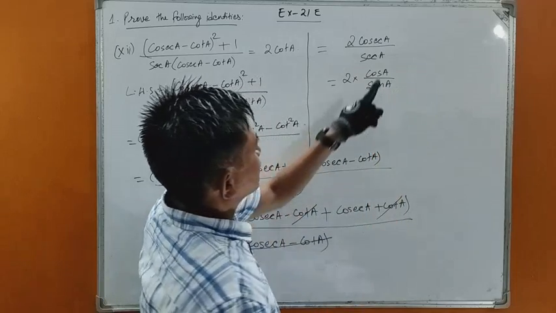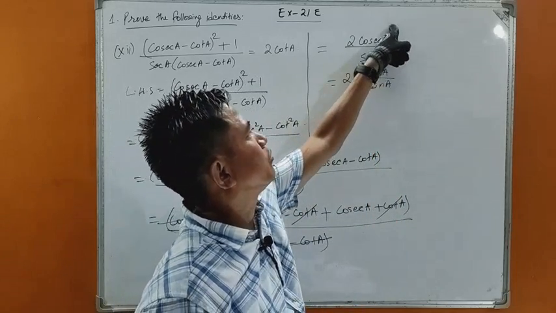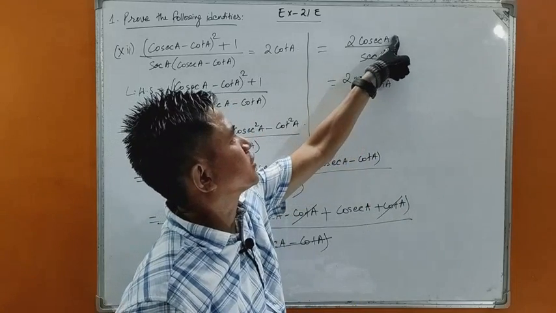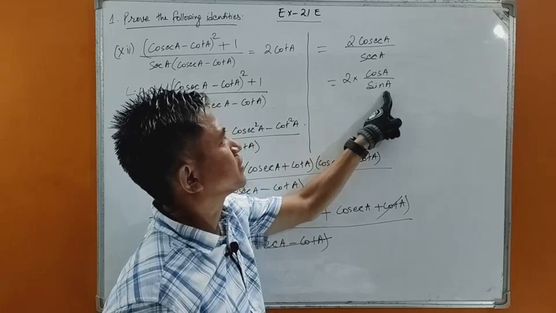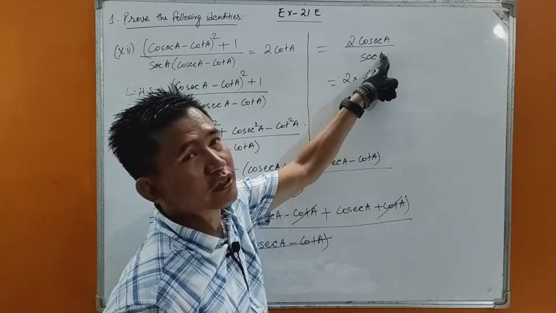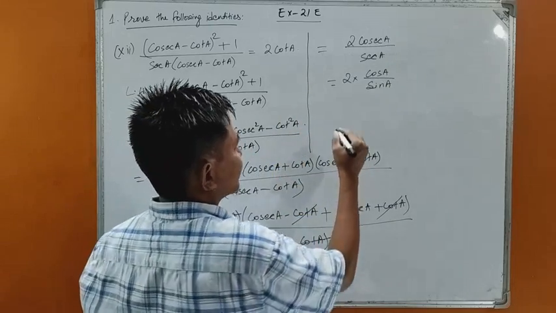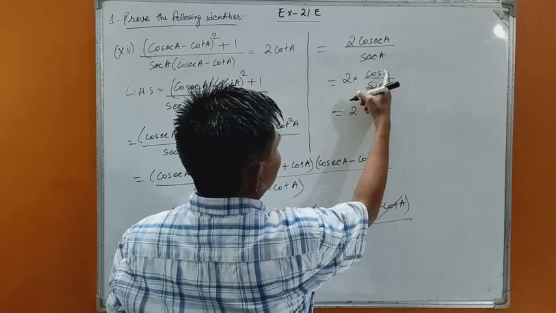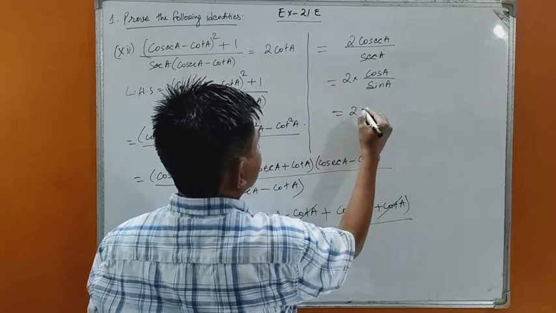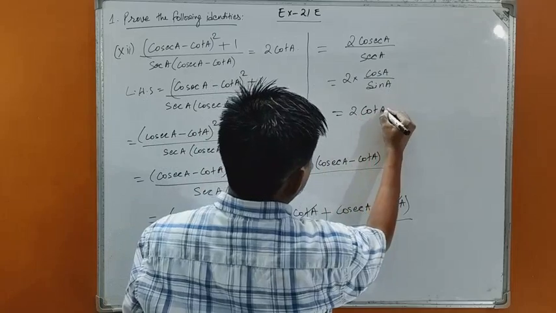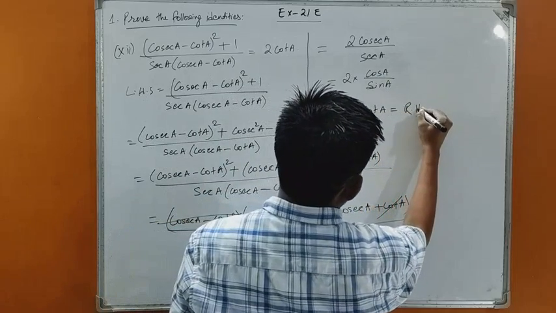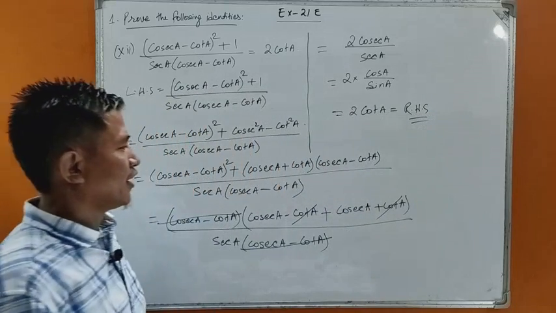Are you getting me? This sec A goes to the numerator and becomes cos A, and cosec A comes down to the denominator and becomes sin A, because sec A is reciprocal of cos A and cosec A is reciprocal of sin A, isn't it? So 2 into cos A upon sin A means 2 cot A. This is equal to RHS. Hence proved. I hope you got this.